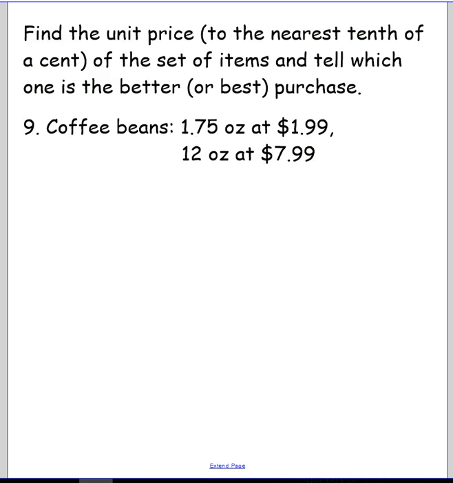So let's look at number 9. We have the unit price to the nearest tenth of a cent of the set of items and tell which one is the better. So figure out the cost per ounce for each and then compare. And pause while you do that and then check your work.